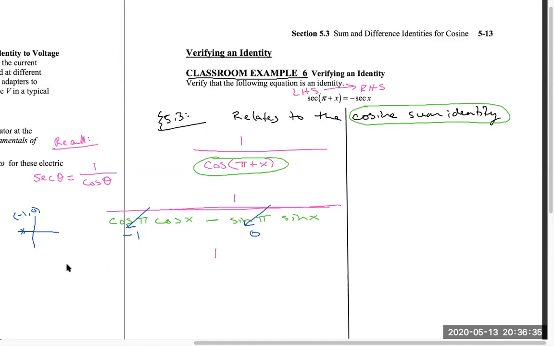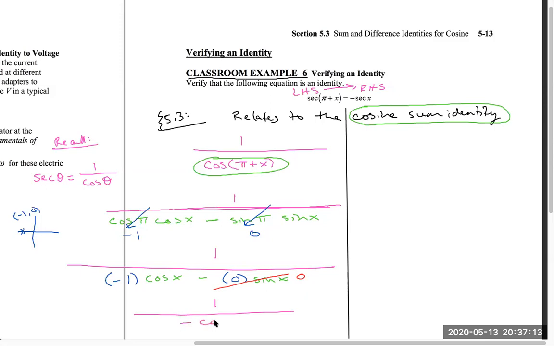So don't forget your 1, divided by. We have -1 times cosine x minus 0 times sine x. Remember, anything times 0 is 0. So let's simplify. Go back to pink. We have 1 over -1 times cosine x. That's negative cosine x.